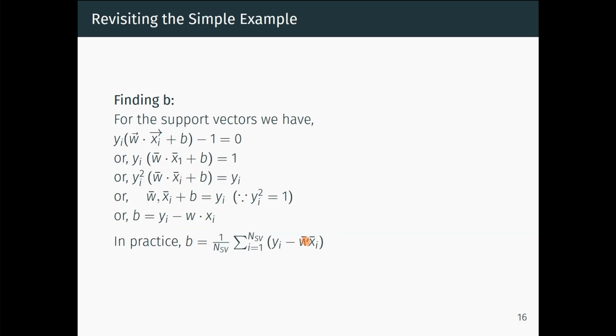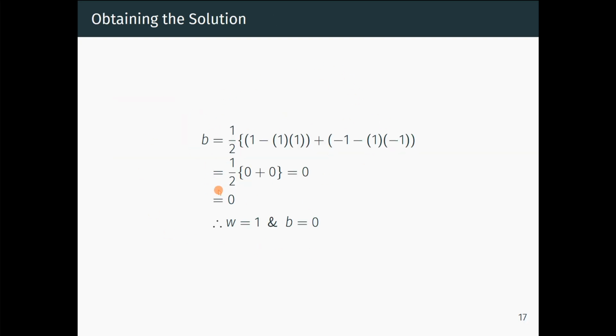In practice, many implementations just average this calculation over all the support vectors, for some better precision or tolerance. So you just do b equal to 1 over the number of support vectors, summation i equal to 1 to the number of support vectors, of yi minus w xi. So basically over all the support vectors, you just average out yi minus w xi. For this particular case, we'll get b equal to 0 if you go through the total calculation. So thus we've been able to recover w equal to 1 and b equal to 0 even in the dual formulation.